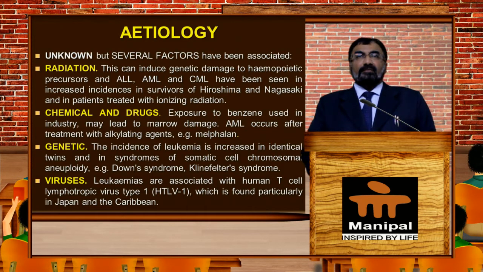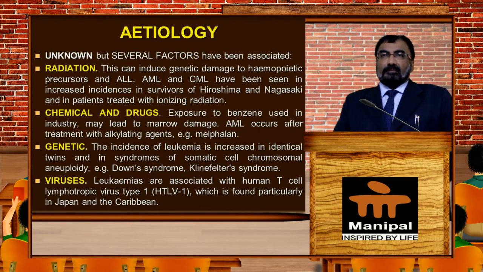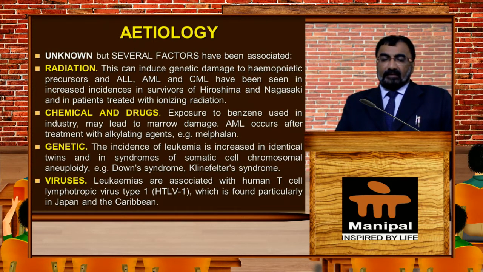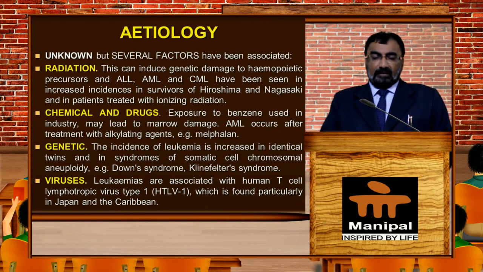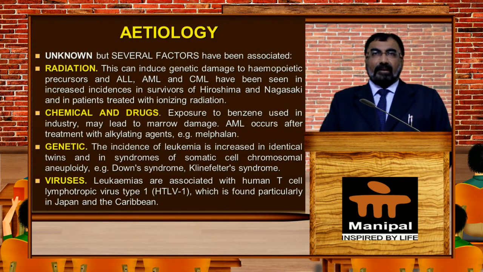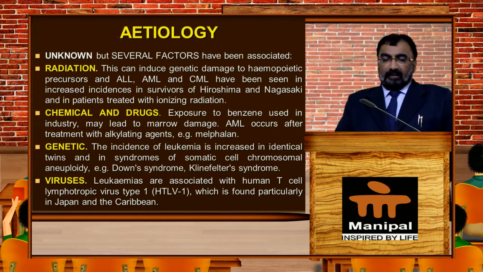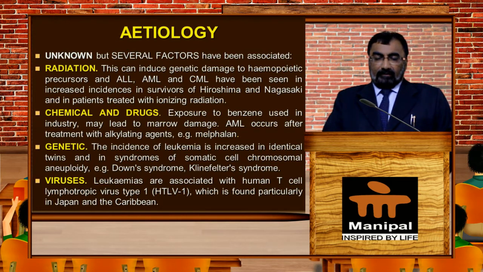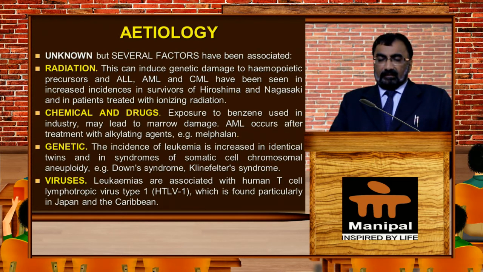Going to the etiology of these diseases, per se there is no known etiology, but there are various factors which have been attributed to leukemias: radiation, chemicals and drugs, genetic abnormalities and viruses. Radiation can induce genetic damage to the hematopoietic precursors, and acute lymphocytic, acute myelocytic and chronic myeloid leukemia have been seen with increased incidence in survivors of Hiroshima and Nagasaki and patients treated with ionizing radiation.